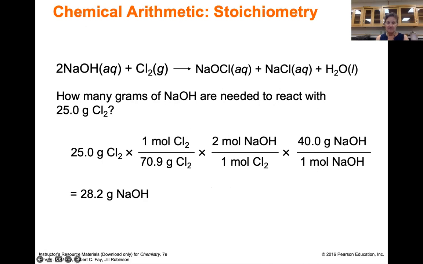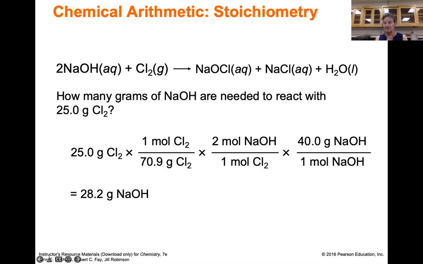So here are those numbers. If we have 25.0 grams of chlorine gas, 1 mole of chlorine gas is 70.9 grams. That's 2 times the atomic mass of an individual chlorine atom, because Cl2 has 2 chlorine atoms per molecule. So at that point, you cancel grams of chlorine and grams of chlorine, and now you're at moles of chlorine. And now you look at your balanced equation to see that it takes 2 moles of sodium hydroxide for 1 mole of chlorine. So in that step, you're canceling moles of chlorine, converting it to sodium hydroxide.